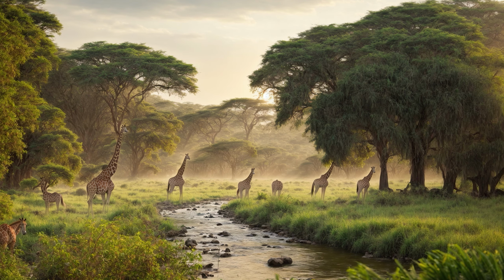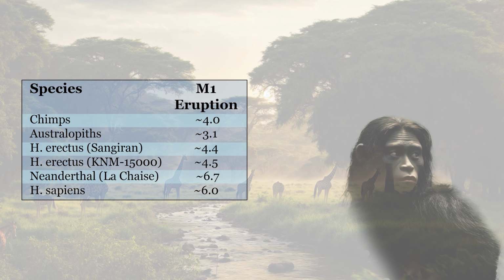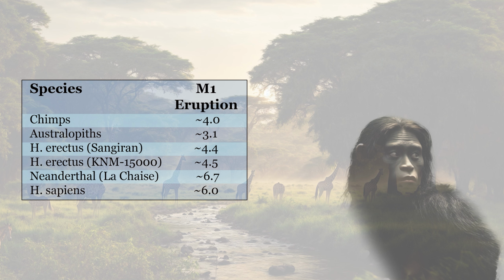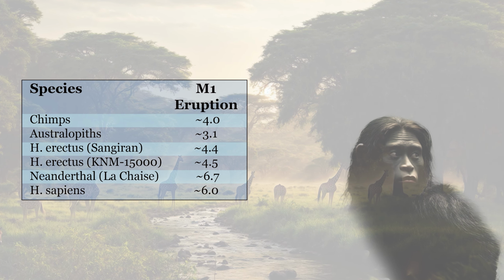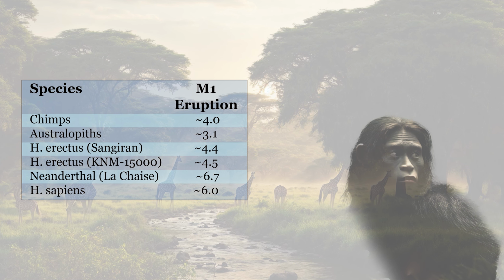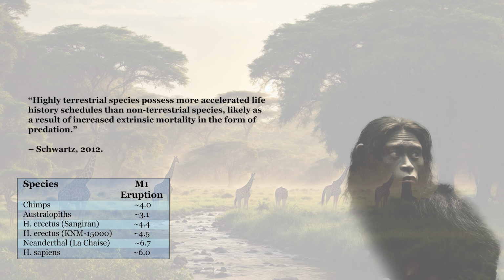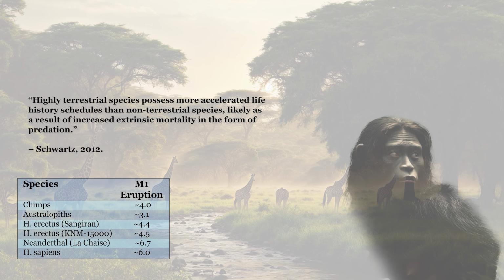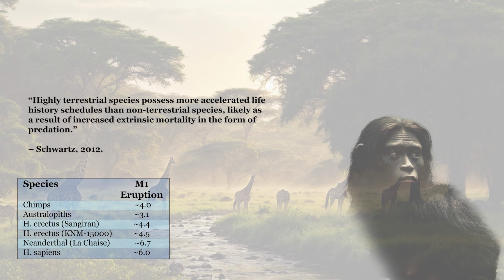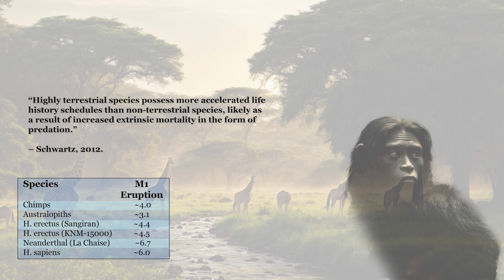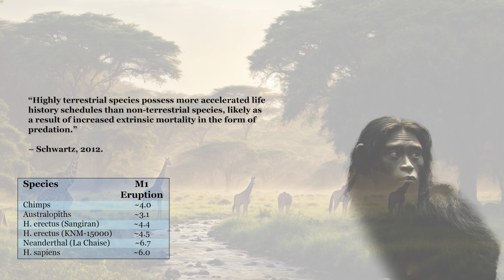On the other end of the spectrum, there was something else that's probably even more interesting to me. According to Schwartz and his team, M1 emergence was sooner in Australopiths than even in chimpanzees. And that's surprising, at least to me it is. This is kind of a head scratcher, but in that same study, they pointed out that, quote, highly terrestrial species possess more accelerated life history schedules than non-terrestrial species, likely as a result of increased intrinsic mortality in the form of predation.